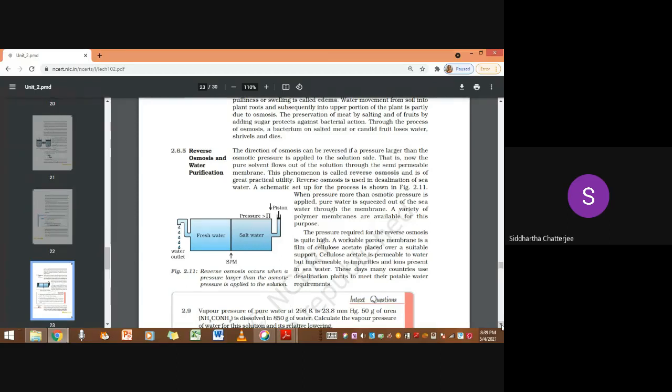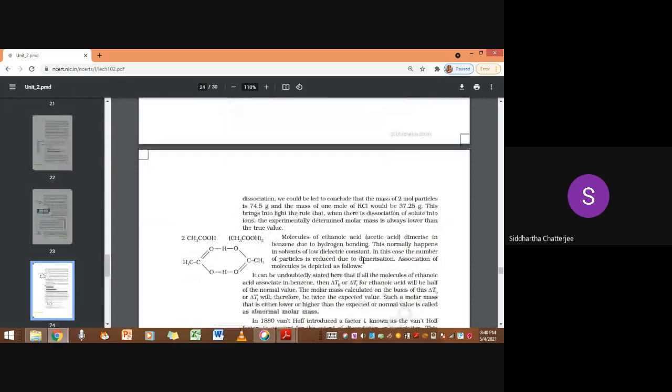So that way you are removing the total dissolved salt from the concentrated water, or the unpurified water, where you are separating out the total dissolved solids. So the direction of osmosis can be reversed if a pressure larger than the osmotic pressure is applied to the solution side, and then the pure solvent flows out of the solution through the semi-permeable membrane. This phenomenon is called reverse osmosis and is of great practical utility. Reverse osmosis is used for the desalination of seawater. Desalination means removal of the salt. And a schematic setup is there.